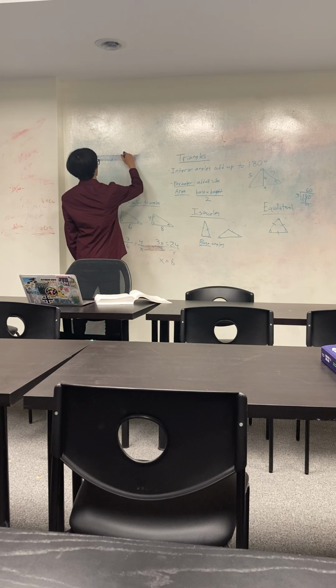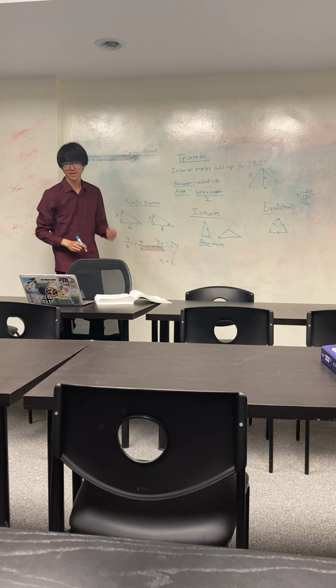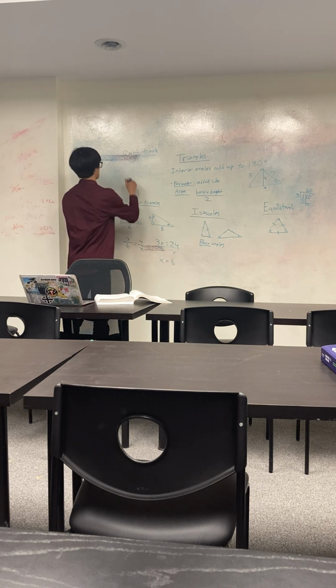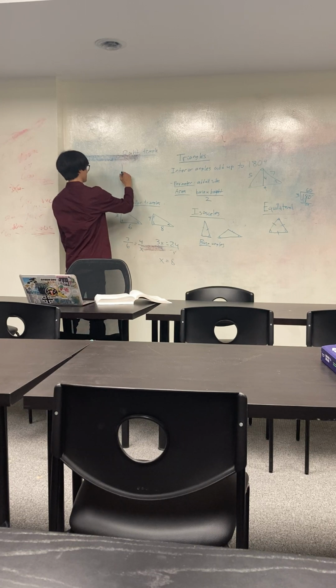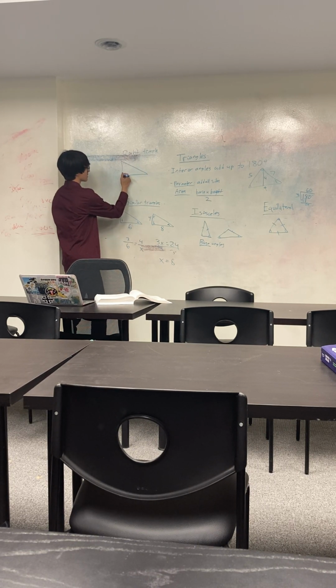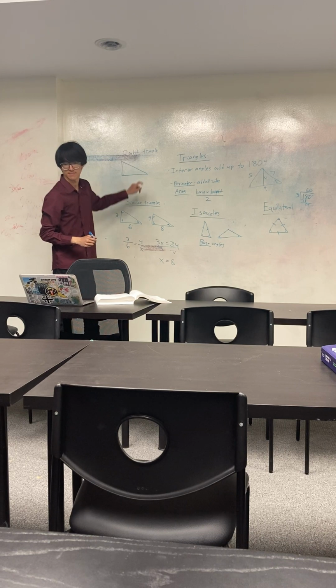we need to talk about right triangles. So a right triangle is a triangle with a right angle and two acute angles, right? So it looks something like this. As you can see here, we have our L-shaped right angle right here, and then our two acute angles.